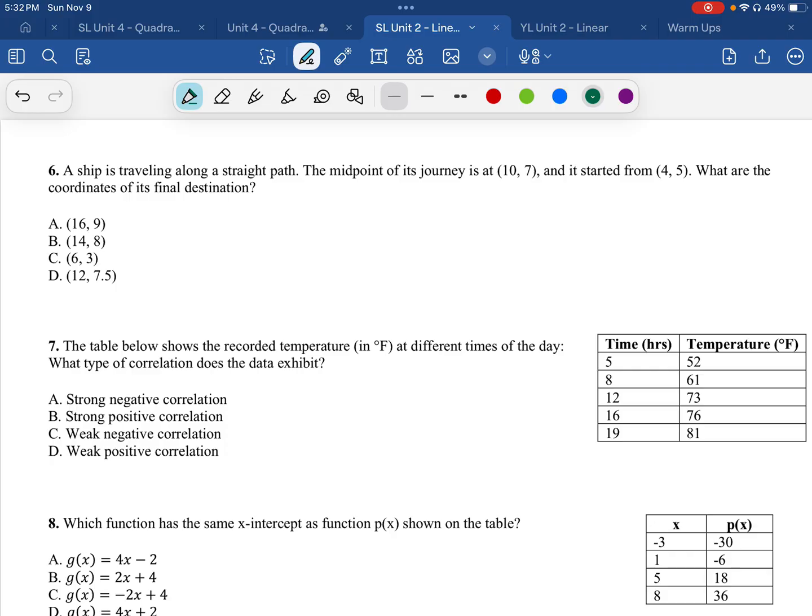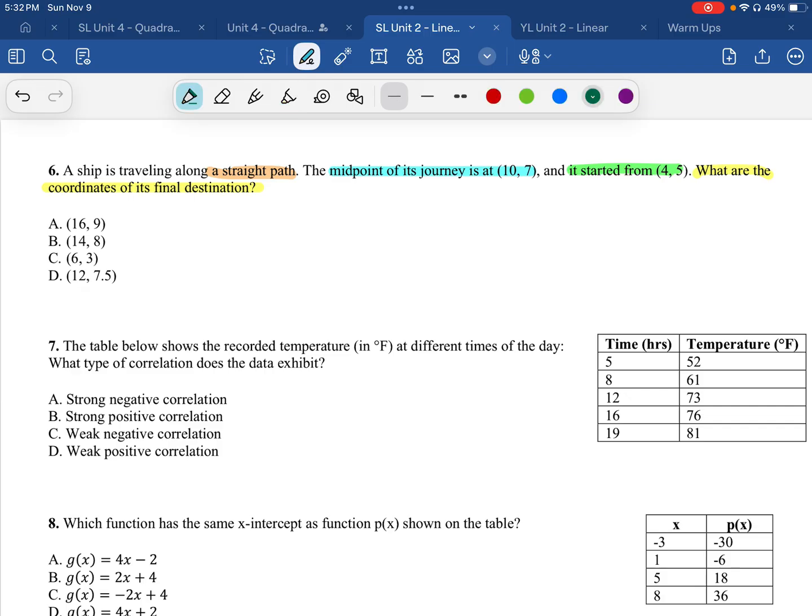It says, a ship is traveling along a straight path. The midpoint of its journey is at 10,7 and it started from 4,5. What are the coordinates of its final destination? Let's read it one more time. It says the ship is traveling along a straight path. The midpoint is 10,7 and it started at 4,5. What are the coordinates of its final destination?